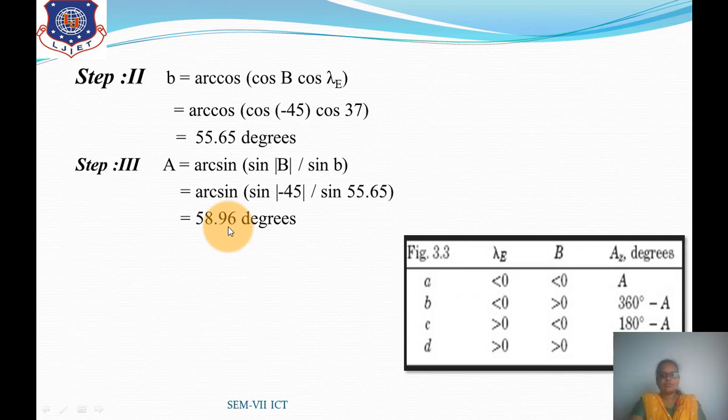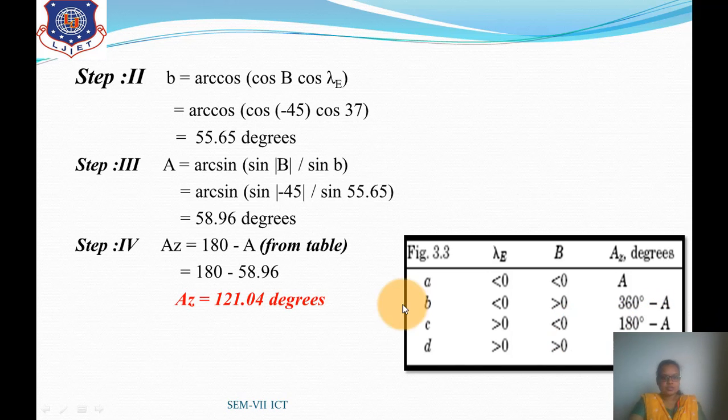Right? Now from this table, lambda E is positive but B is negative. So we will have the value 180 minus A. So from this, AZ is equal to 180 minus A, that will be 180 minus 58.96. So it will be 121.04 degrees. So this is the azimuth angle for this particular earth station location.